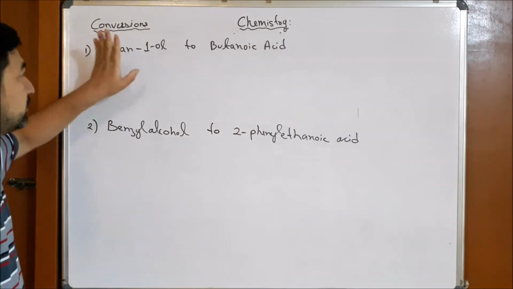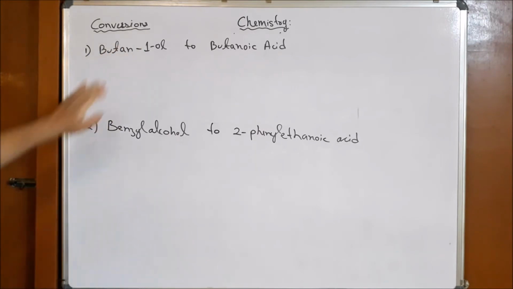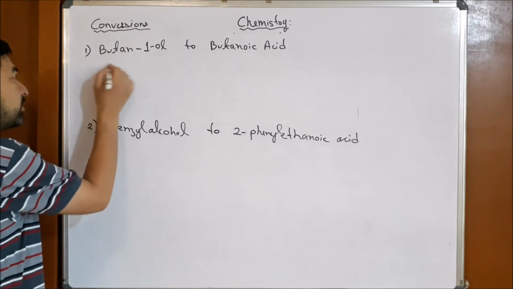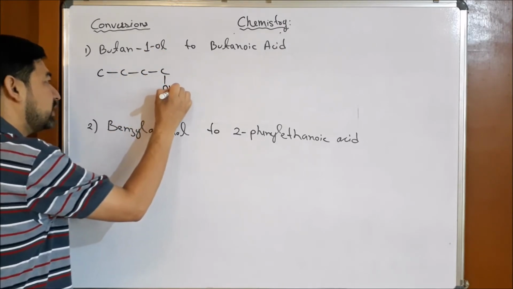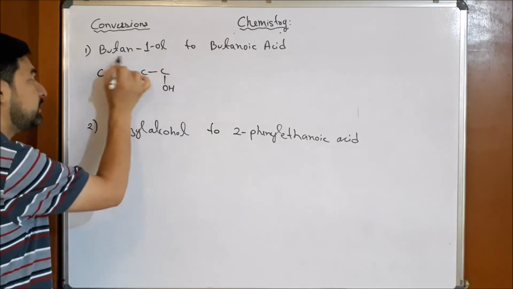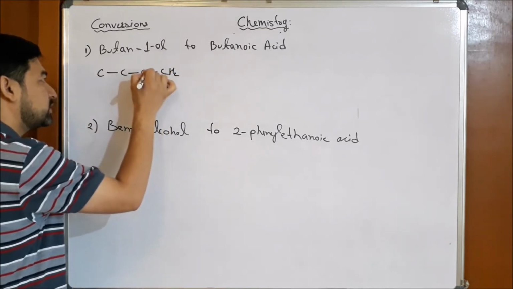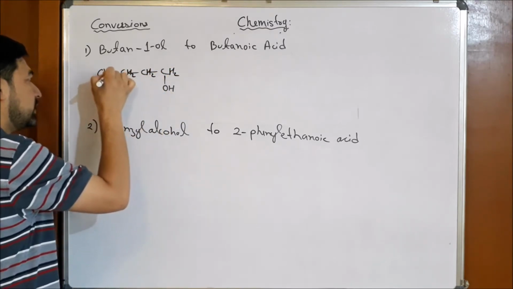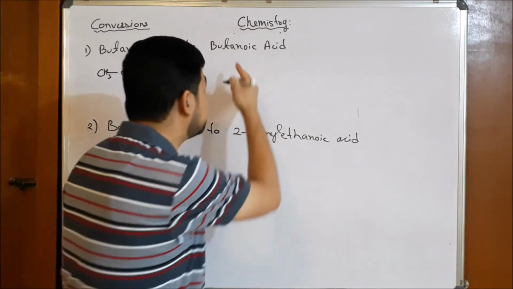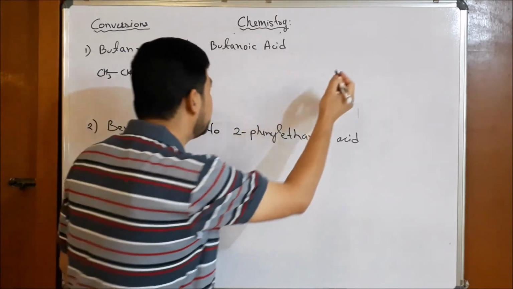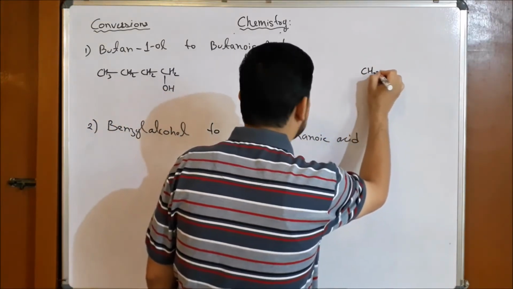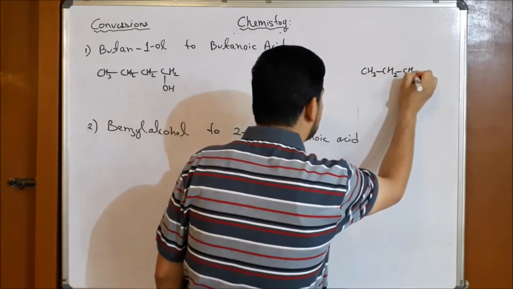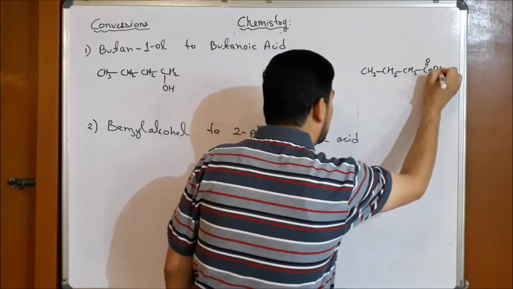Now we'll start with our conversions. Number one is butan-1-ol to butanoic acid. So butan-1-ol has 4 carbons, and carbon number 1 has the OH group. The rest is hydrogen: CH2, CH2, CH2, CH3. Now the product is butanoic acid. You have to write the product on the rough side of your copy: CH3, CH2, CH2, C double bond O, OH.